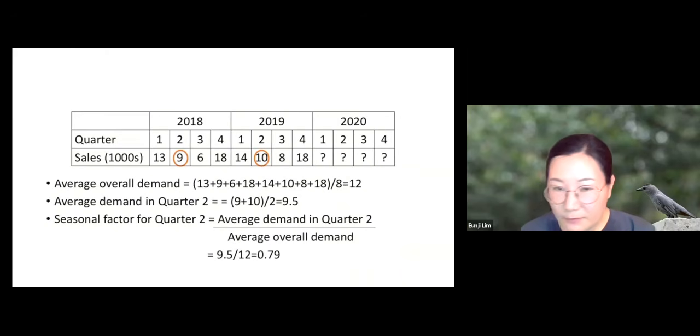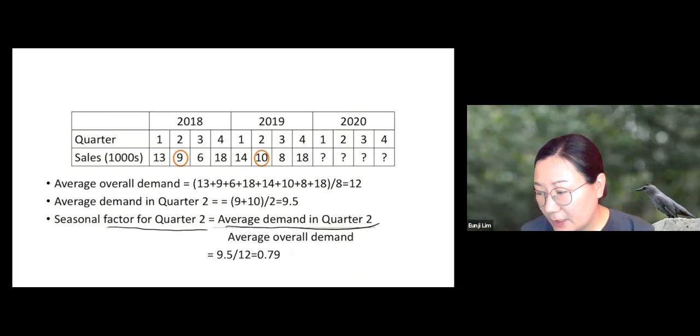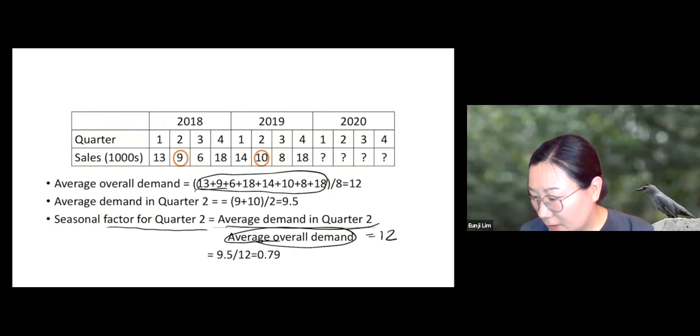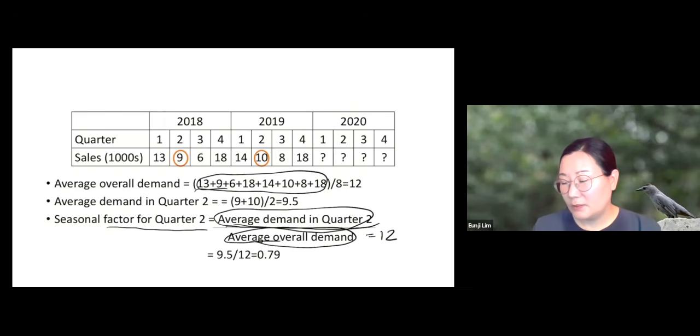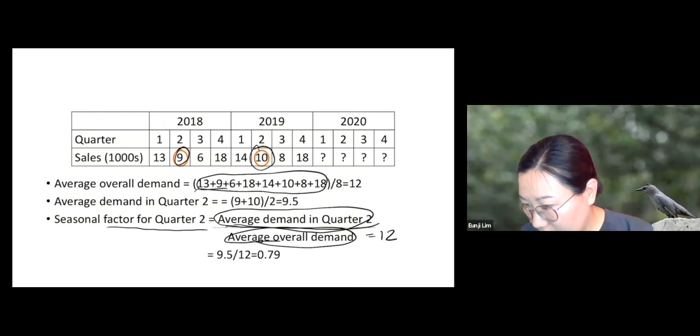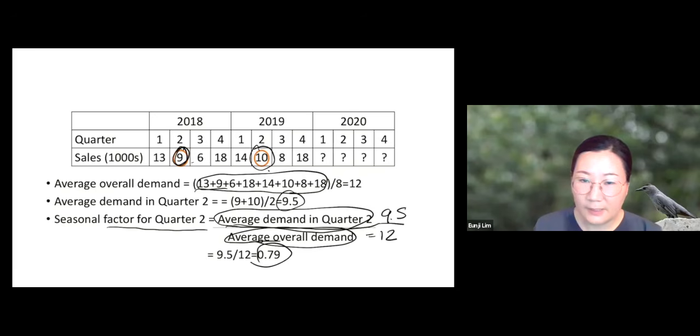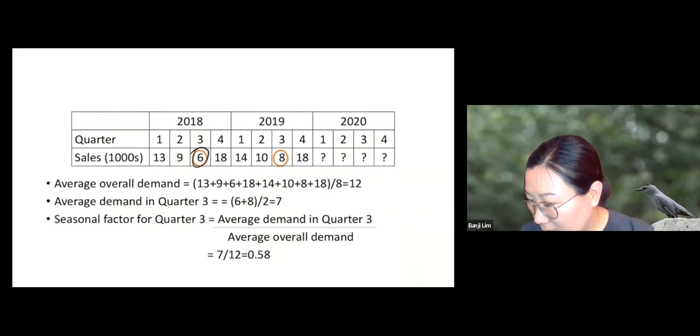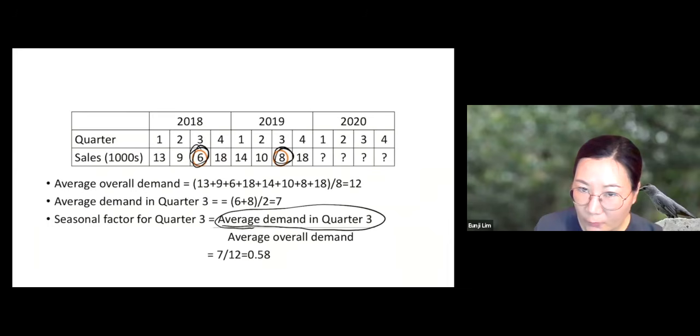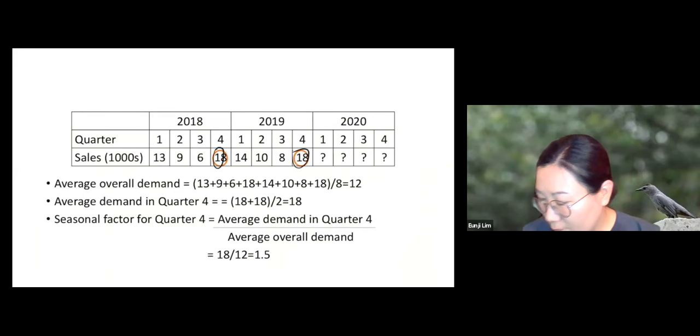So that's the seasonal factor for the first quarter. Now we can repeat this for the rest of the quarters. How can we compute the seasonal factor for the second quarter? Again, this is the average demand in the second quarter divided by the average overall demand. The lower part is easy. It's just the average of all the observations, which is 12. And the upper part is the average demand in the second quarter. So how many data points do we have? 2. You compute the average of these two, you get 9.5. So the answer is 0.79. And you can repeat this for the third quarter. The only part that you need to change is the upper part. You need to compute the average of the numbers for the third quarter, and also the fourth quarter.